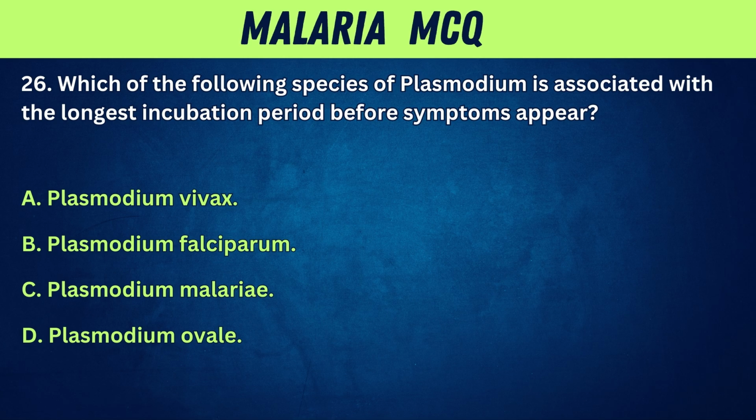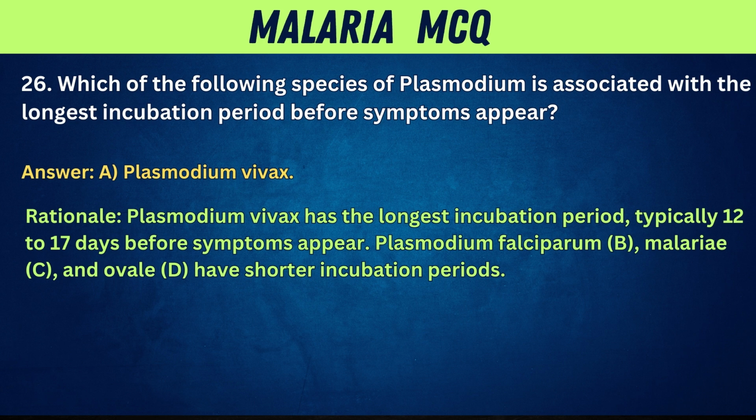26. Which of the following species of Plasmodium is associated with the longest incubation period before symptoms appear? A. Plasmodium vivax. B. Plasmodium falciparum. C. Plasmodium malariae. D. Plasmodium ovale. Answer: A. Plasmodium vivax. Rationale: Plasmodium vivax has the longest incubation period, typically 12 to 17 days before symptoms appear. Plasmodium falciparum, B, malariae, C, and ovale, D, have shorter incubation periods.